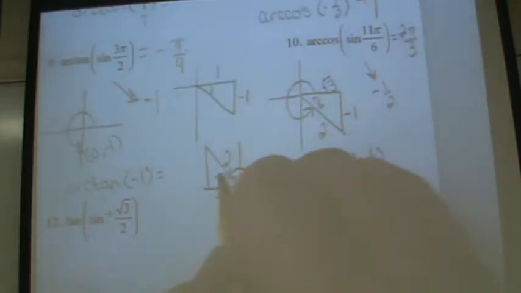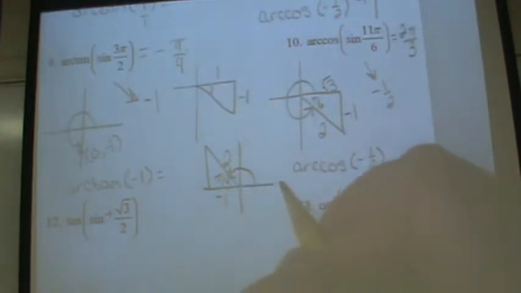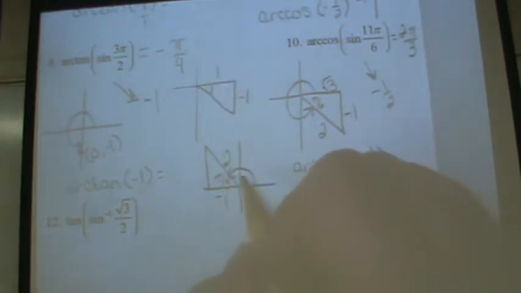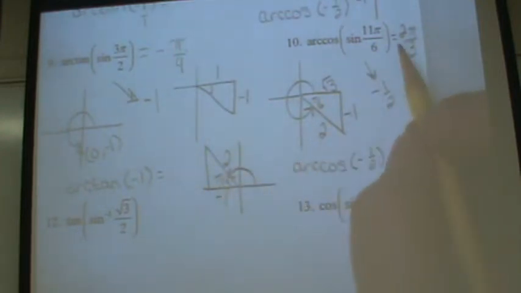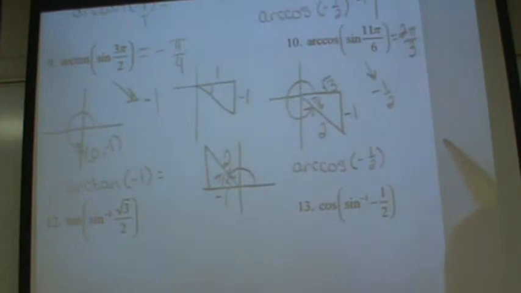Because this is a pi over 3 angle, it is our reference angle. So we're looking for the pi over 3 angle in quadrant 2, which is 2 pi over 3.